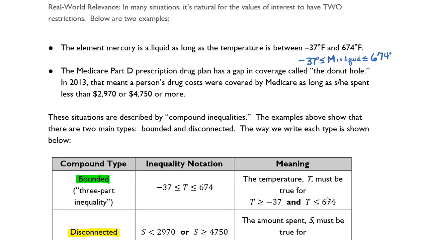The Medicare Part D prescription drug plan has a gap in coverage called the donut hole. In 2013, that meant a person's drug costs were covered by Medicare as long as the person spent less than $2,970 or $4,750 or more. So the two notations that you need to keep track of here is that the less than means an inequality with just an arrow, or 4,750 or more, meaning greater than or equal to. We'll call this coverage.